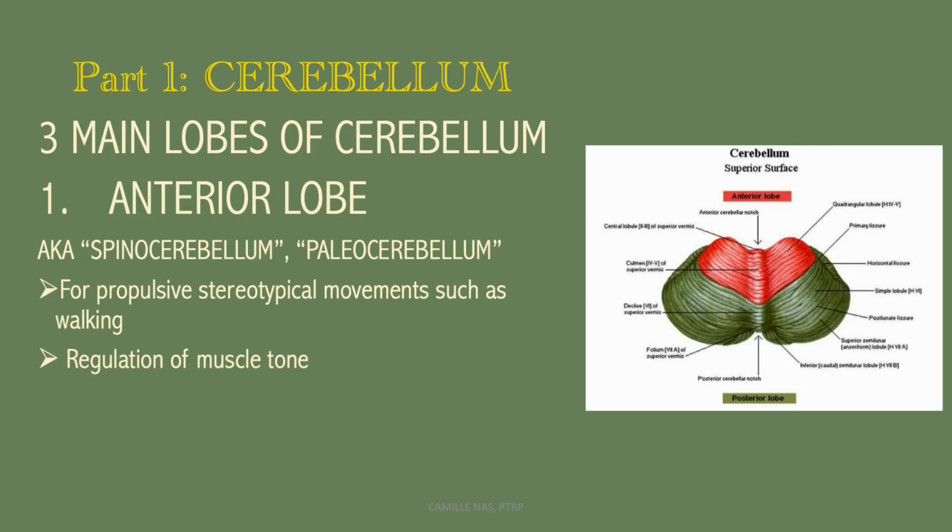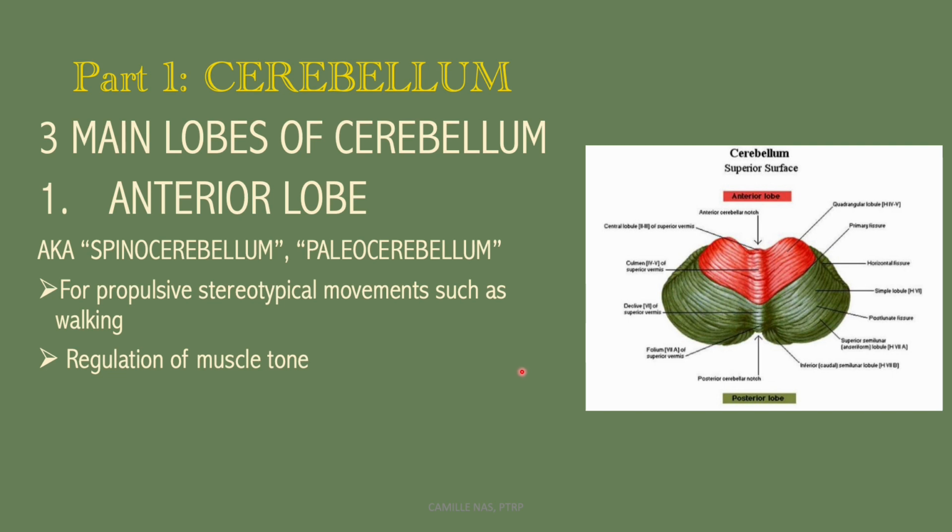Now, we're done with the fissures. Let's move on with the lobes. We have three main lobes of the cerebellum. As mentioned earlier, we have your anterior, posterior or middle lobe, and your flocculonodular lobe. This is important to remember with your cerebellum because each lobe has its own function.